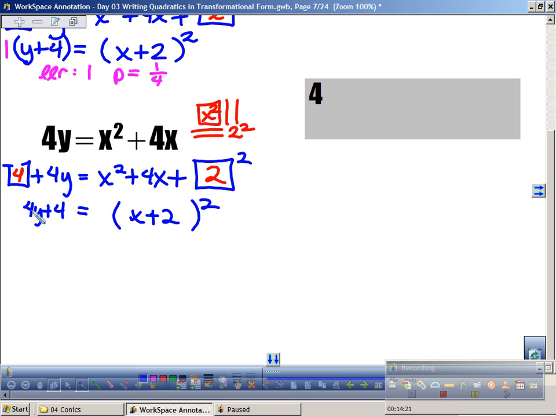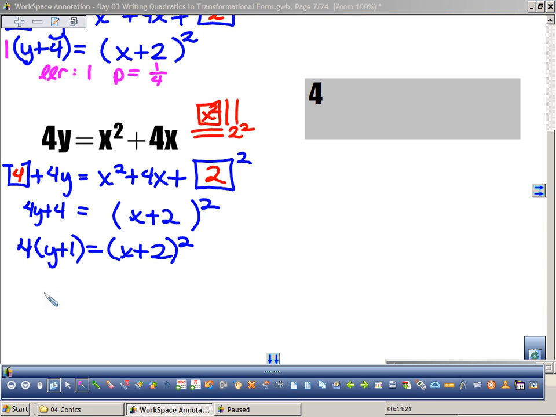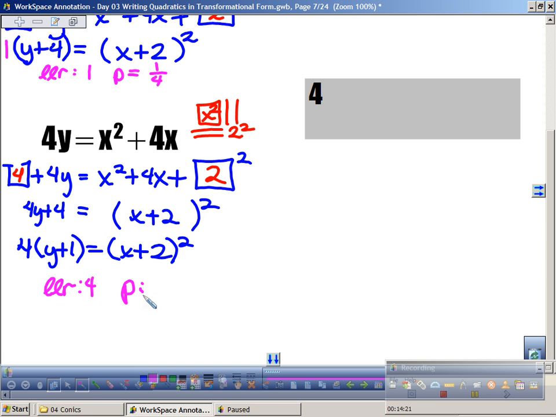So there's only one thing I need to do to put it into transformational form. This is not transformational form. They both share a 4 in common. So I can pull a 4 out, or factor out a 4. Now it's in transformational form. It has a horizontal shift of -2, vertical shift of -1, and it's 4 wide. So if my LLR is 4, how much is p? If I cut 4 in half, it would be 2, and then I cut 2 in half, that would be 1. Question?